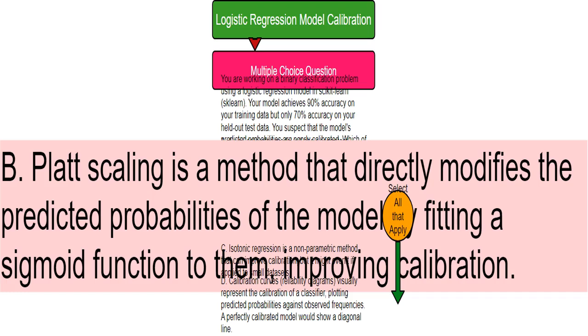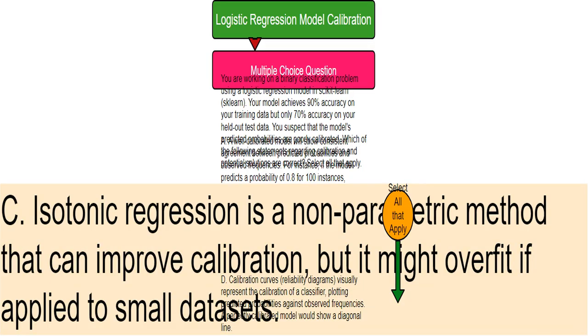Flat scaling is a technique to fix poorly calibrated models. It tweaks the model's probability predictions by fitting a special S-shaped curve, sigmoid function, to them, making them more accurate. Isotonic regression is another way to improve calibration. It's flexible and doesn't assume any specific shape for the relationship between predicted and true probabilities. However, it can be sensitive to small datasets, potentially learning the noise in the data rather than the underlying pattern.